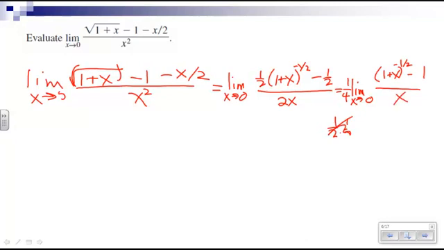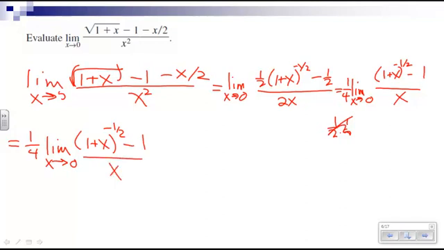All right, now what? I got this big stinking mess that I can't even read, so I'm going to rewrite it in a way that you can read it, which is 1 plus x to the negative 1/2 minus 1 over x. All right? Explain yourself, Anthony. Well, if you try to find the limit as x approaches 0, both the numerator and the denominator equal 0, so you have an indeterminate form. So we're in indeterminate form again. So indeed, what we're going to do is we're going to do it again.